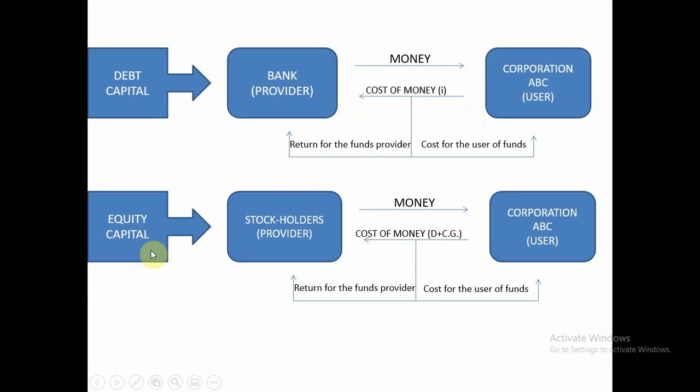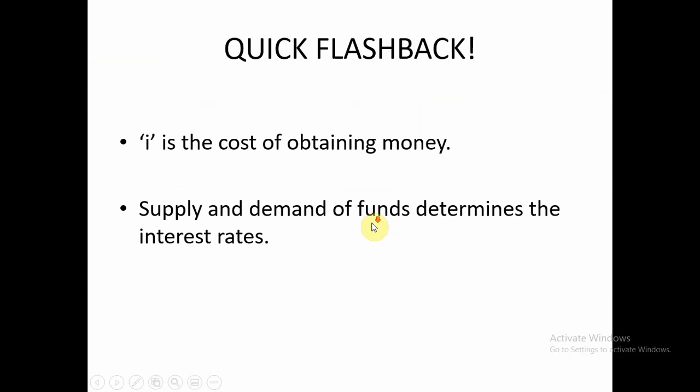On the other side is equity capital. Equity capital comes from stockholders who provide the money to the company on the basis of dividend plus capital gains. So it is the return for the investor, for the money provider, and it is the cost for the corporation that is taking the money from the investor. So here is the quick flashback. I is the cost of obtaining money. I is the cost of money which you borrow from either the debt market or the capital market.